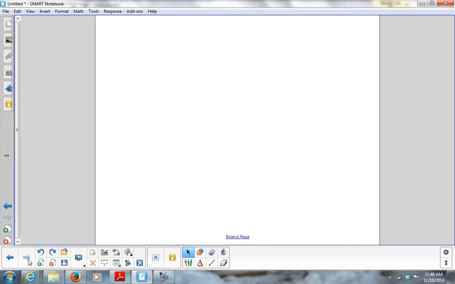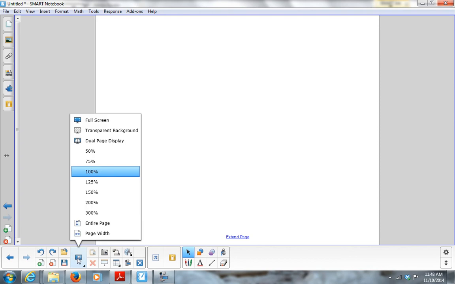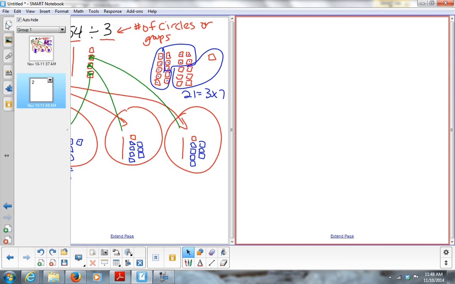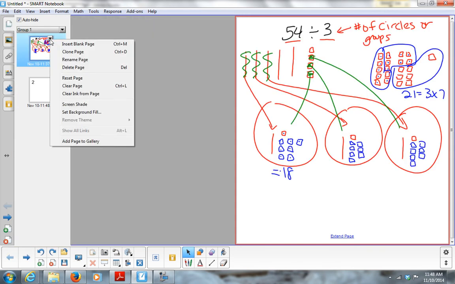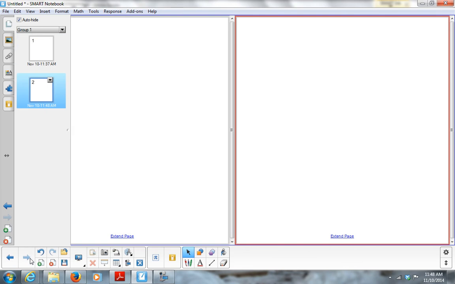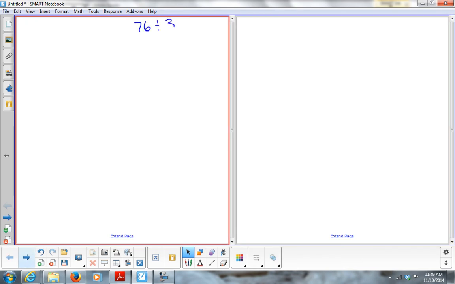Okay, all right, so I have 76 divided by 3. I'm going to use a 2-page. Oh, wait. Yes, what's your question? Are we going to be using the base 10 block? No. You're going to have to draw pictures.